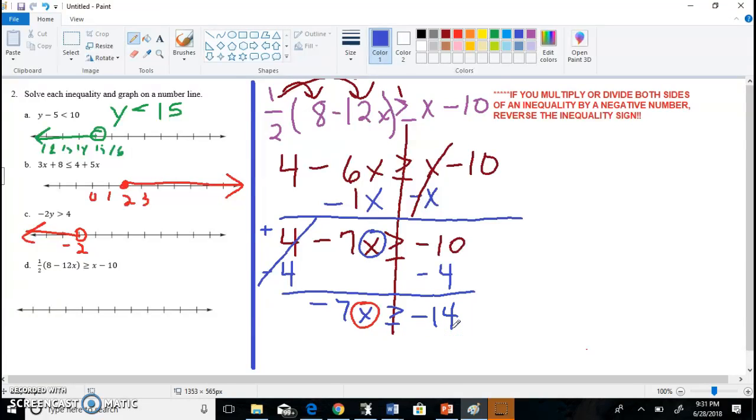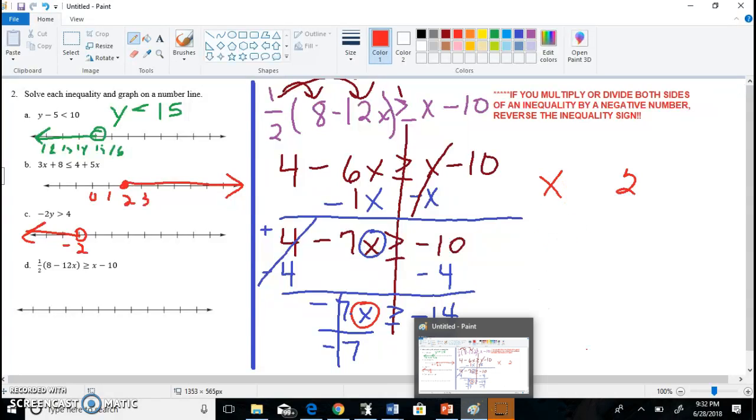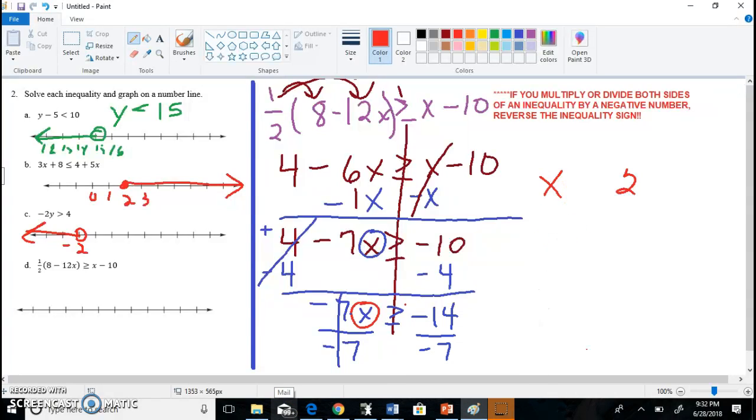Okay, and then we want to undo the multiplication. This is negative 7 times x, so we're going to divide both sides by negative 7. Alright, on the left hand side we get x. On the right hand side, negative 14 divided by negative 7 is 2. But we just divided. Remember our rule right here, if you multiply or divide both sides of an inequality by a negative number, you have to reverse the sign. So instead of greater than, we're now going to change it to less than or equal to 2.